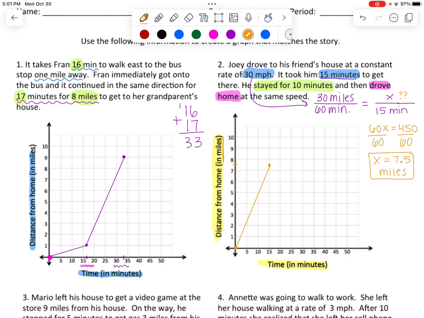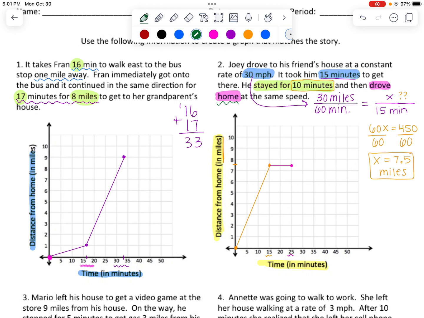Then it says he stayed for 10 minutes. Okay, well, if you stay, that means the distance is not going anywhere. The distance is staying the same for 10 minutes. Well, he's already traveled for 15 minutes, right? So what's 10 more minutes after 15 minutes? Well, that's 25 minutes. So at 25 minutes, he is still in the same place. He has not moved and gone anywhere. And then it says he drove home at the same speed.